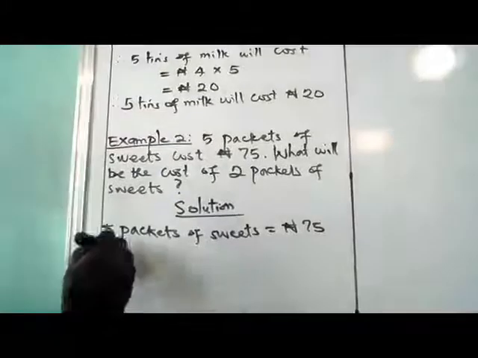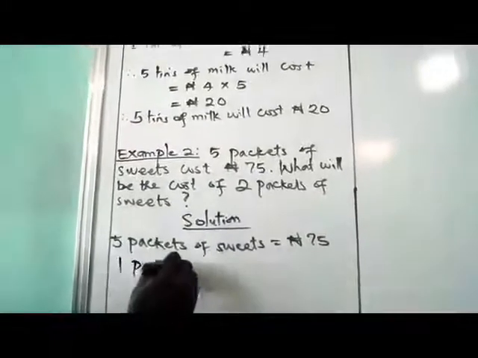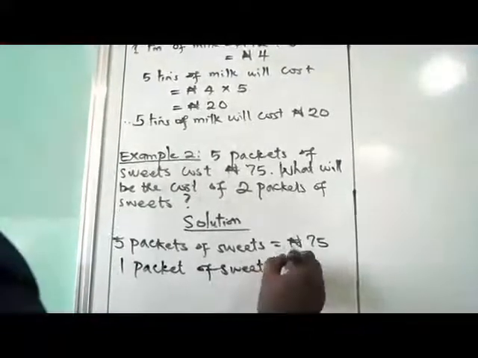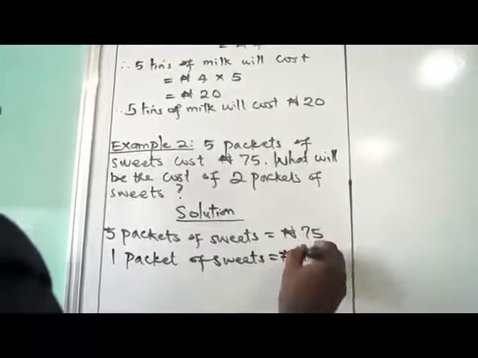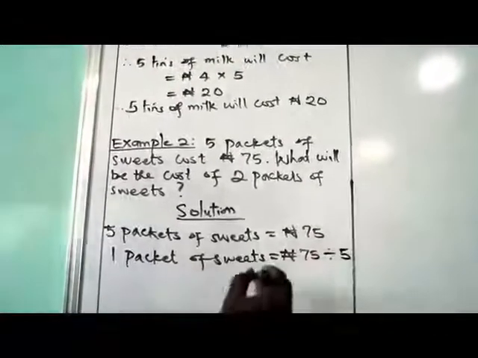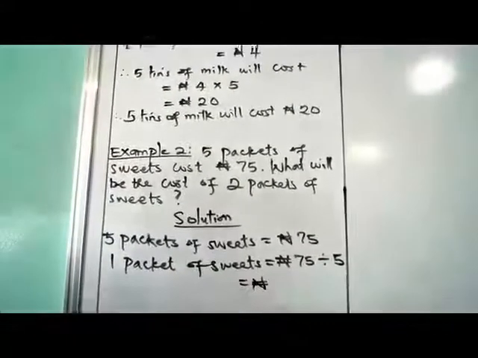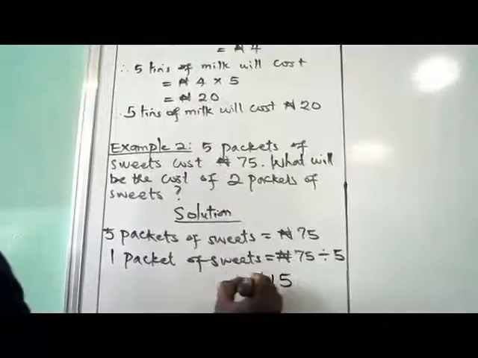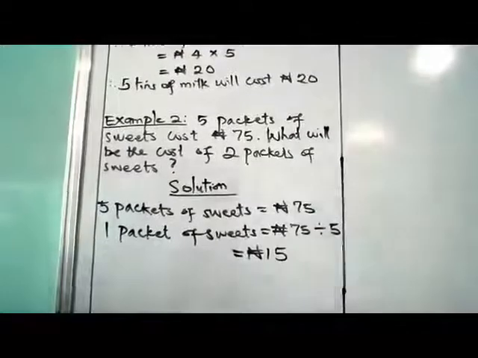Excellent. So we have 1 packet of sweet, just like she said, we are dividing 75 by 5. So we divide 75 by 5, what do we have, everybody? Good, we have 15 naira. So 1 packet of sweet will cost 15 naira.